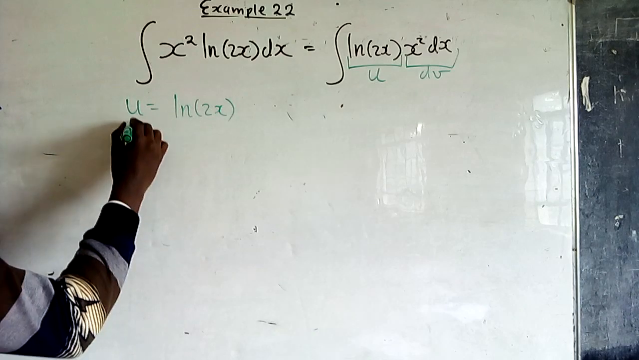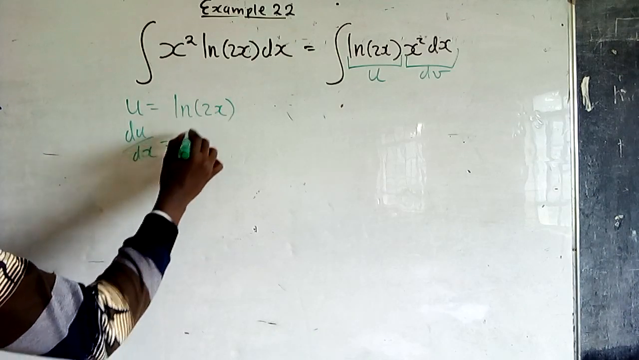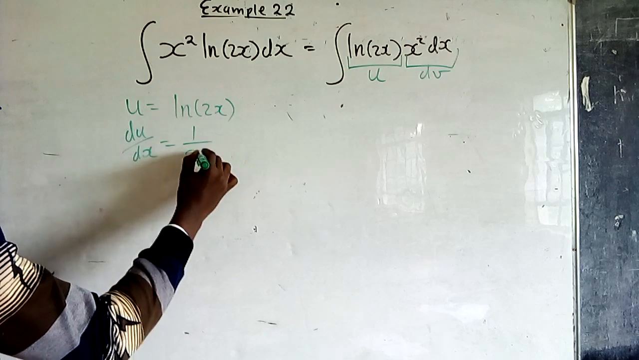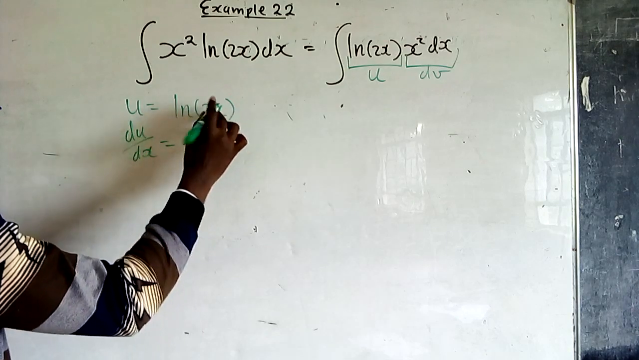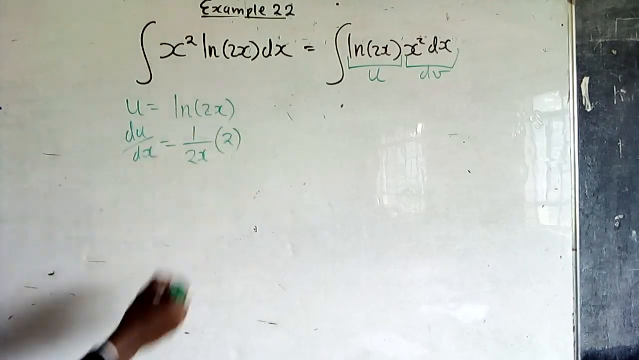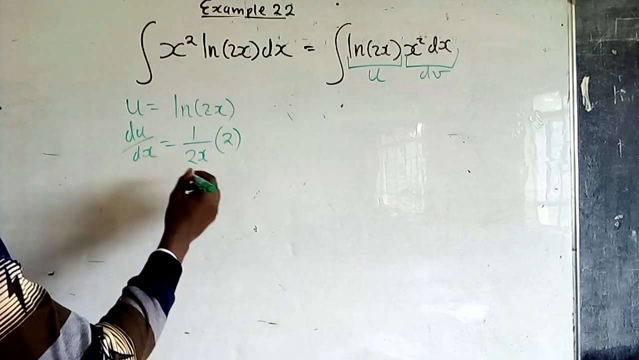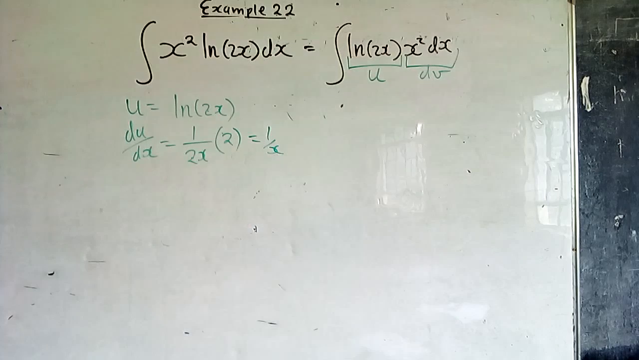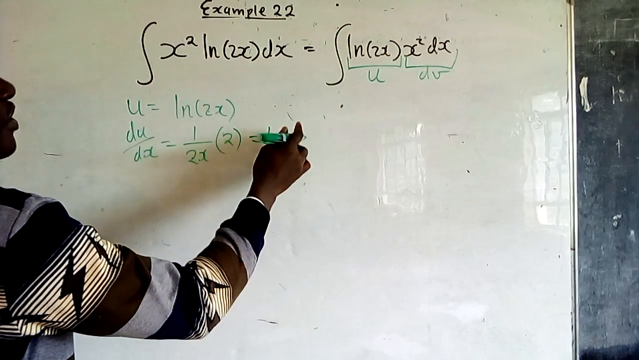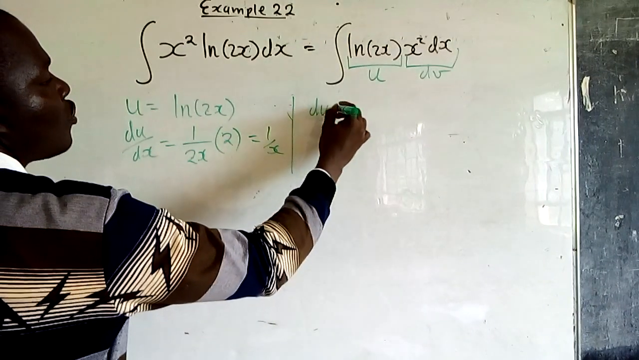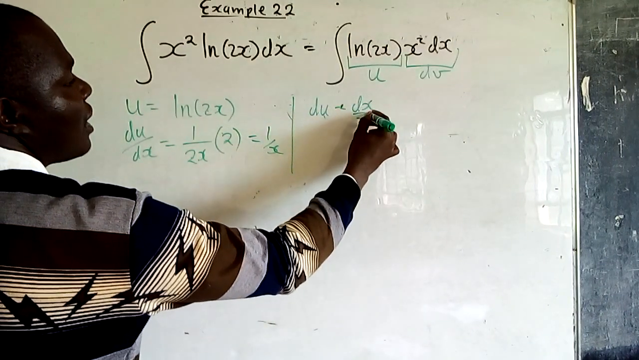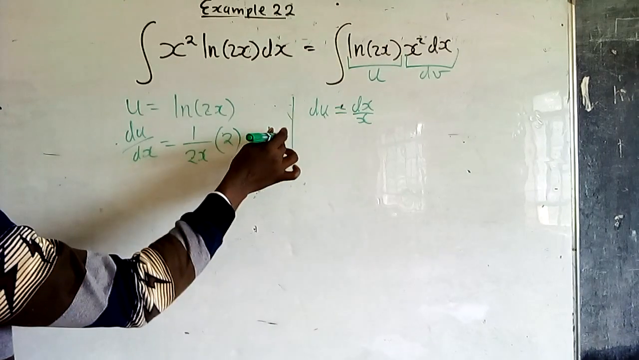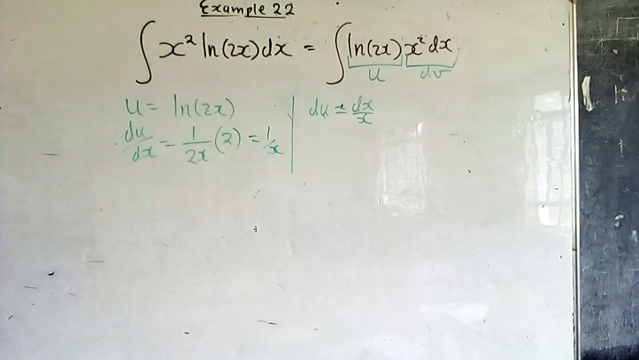What do you have here? du over dx is equal to 1 over 2x, then you differentiate the inner function. If you differentiate 2x, you get 2. So in the end, you get 2 divided by 2, you just remain with 1 over x, isn't it? So you take dx to the other side, and you have du equals dx over x. Multiplying both sides by dx, you get dx over x, isn't it?